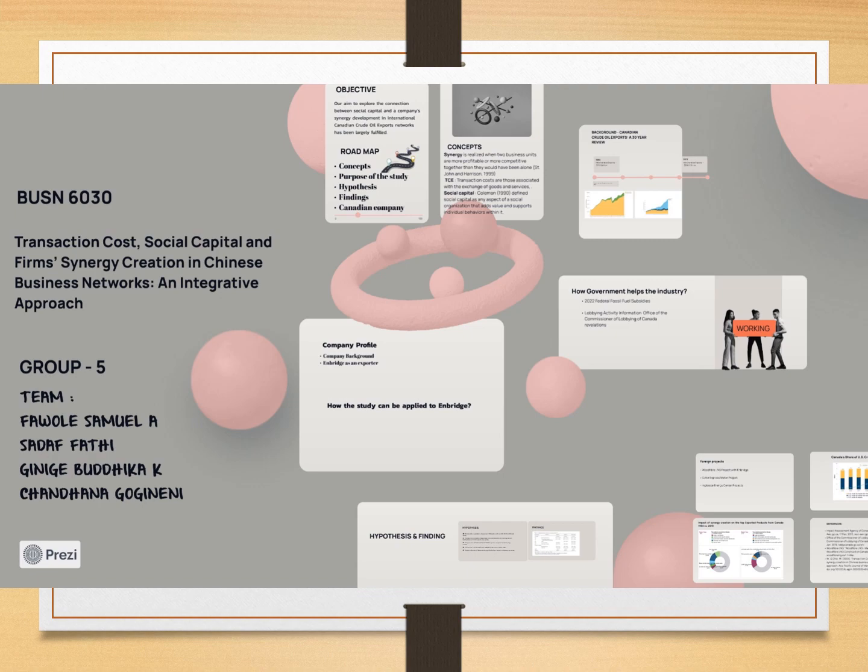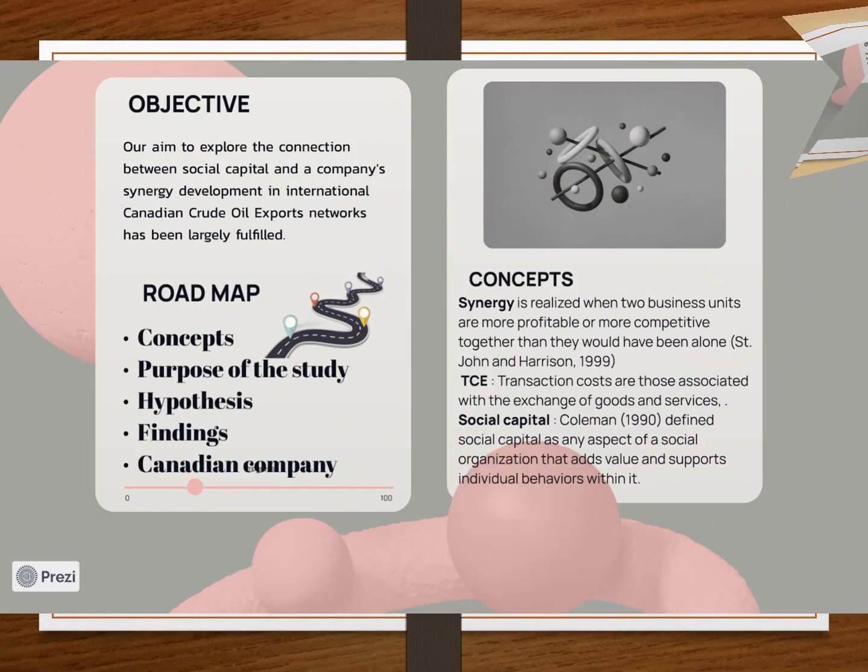Going forward, we will talk more about the objective. Our objective is to explore the connection between social capital and a company's synergy development in international Canadian crude oil export networks, which has been largely fulfilled. We will also take you further through the roadmap and the concepts that are going to come up. First will be the concepts, followed by the purpose of the study, then the hypothesis and findings, and finally we will do a deep dive into the Canadian company.